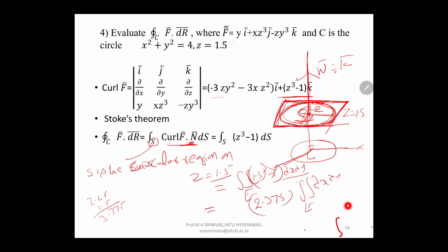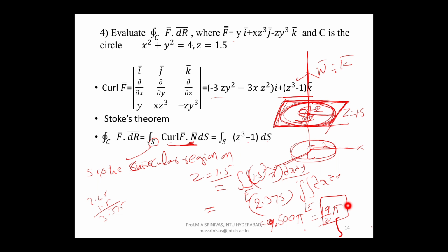This is dx dy, the area of the triangle, the area of the circle. The circle radius is 2, so the area of the circle is pi r squared, 4 pi. So if I multiply with this 4, I get 9.5 into pi, or 19 by 2 pi. That is the surface integral value.